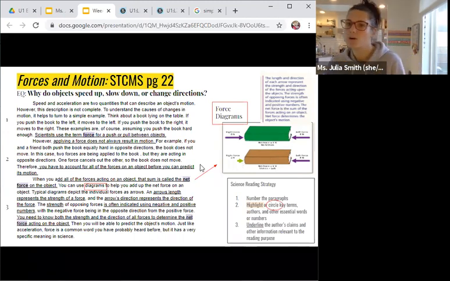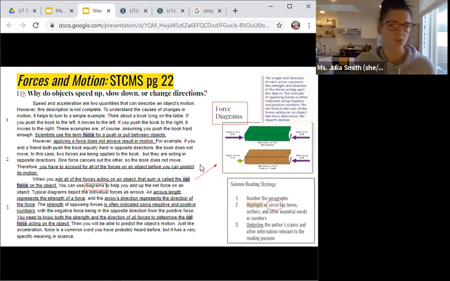So that's what the bulk of our work today is going to be: looking at force diagrams, calculating net force, and predicting motion using force diagrams.